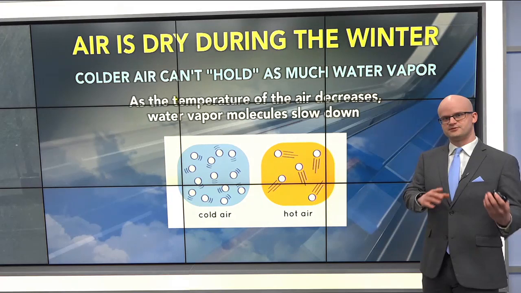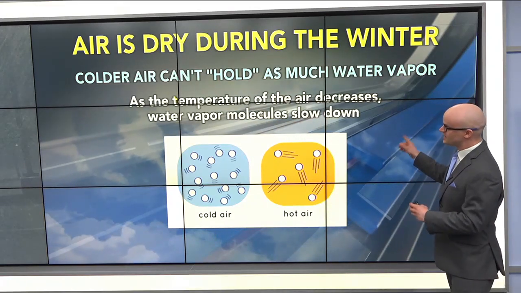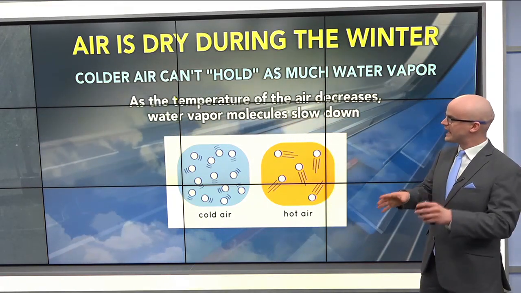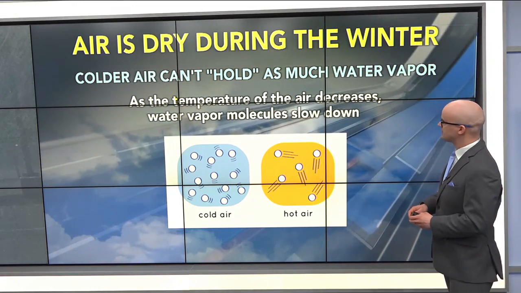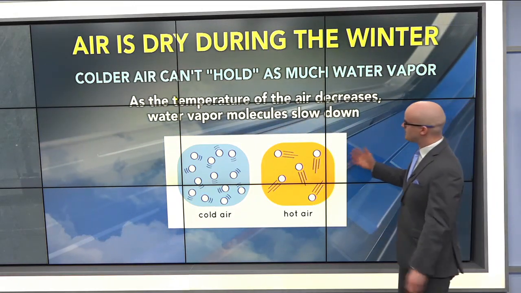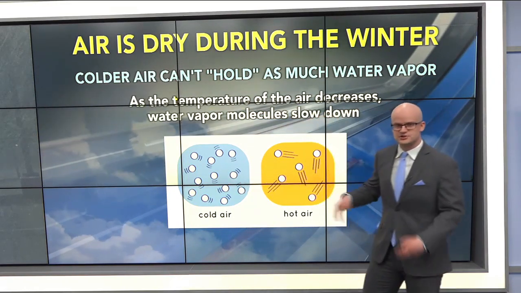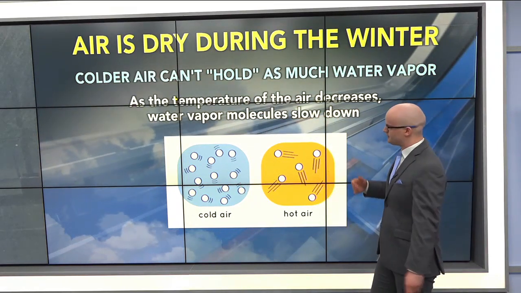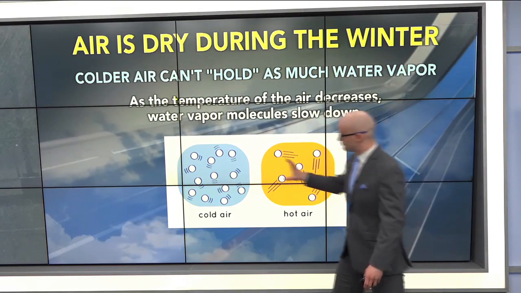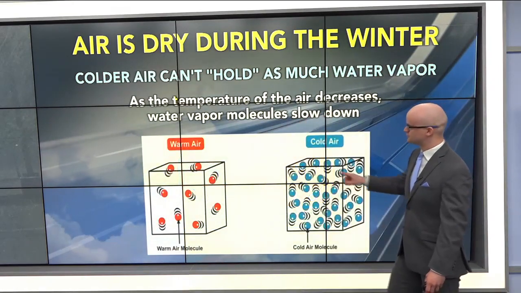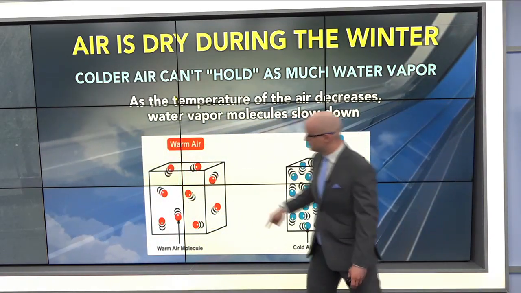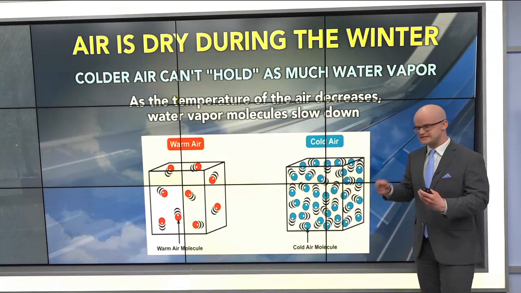And that leads to a bunch of interesting impacts. But let's focus on this statement here. Cold air can't hold as much water vapor as warm air can. As the temperature of the air decreases, the water vapor molecules slow down. There's less energy in the air, less energy with those molecules. They're more tightly packed together versus with warm air. These molecules are moving around a lot faster. There's more space in between them.